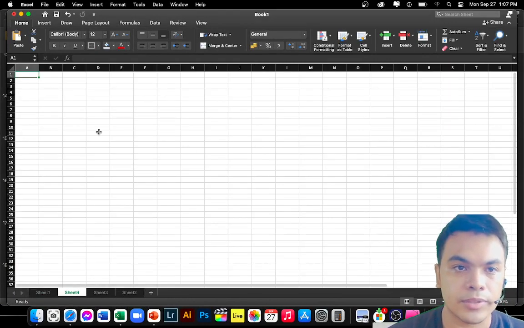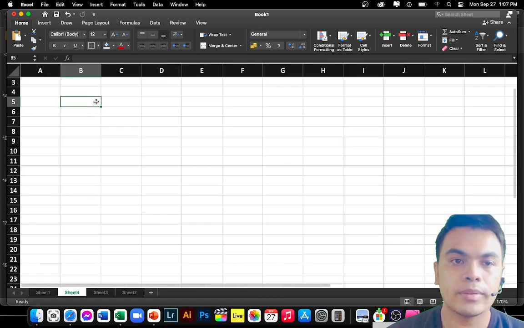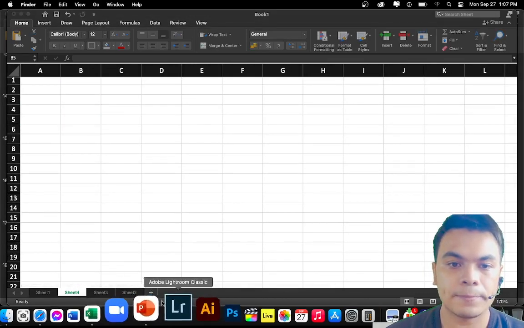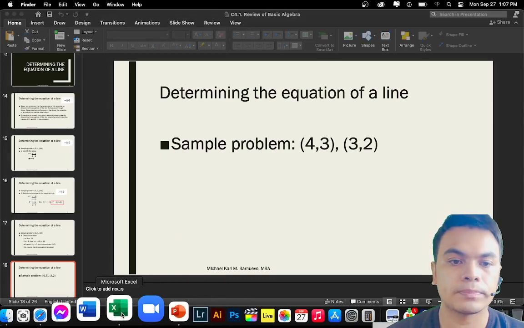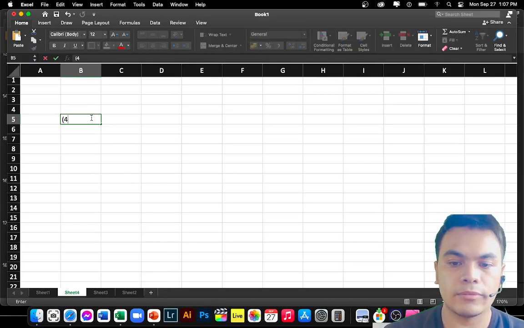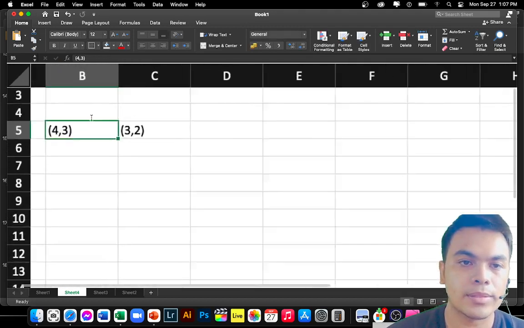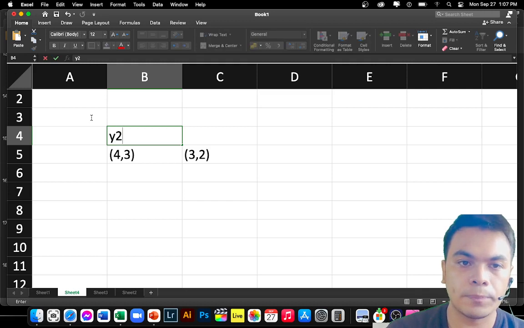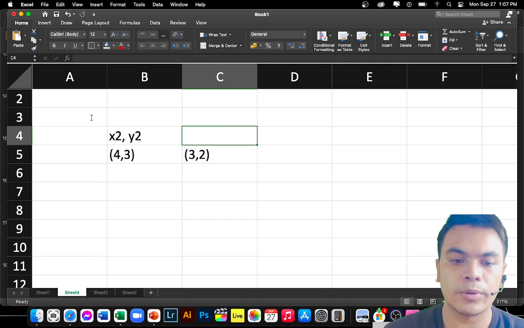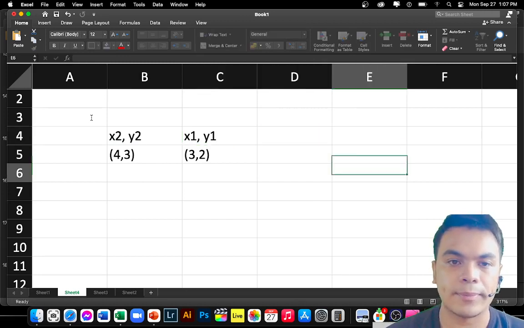All right, let us transfer the problem here in our Excel. So the coordinates given are 4, 3, and 3, 2. Let's zoom in. This will be our x2 and y2, while this one will be our x1 and y1.